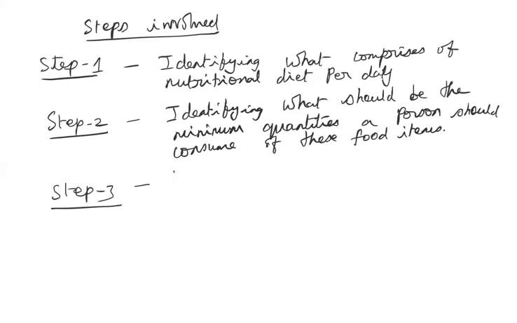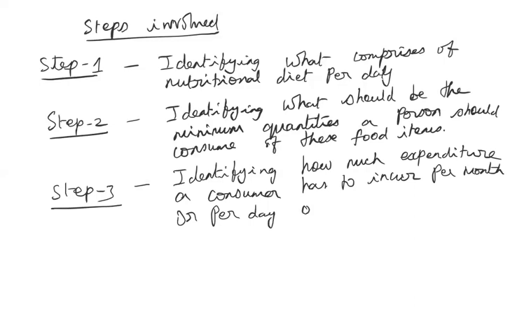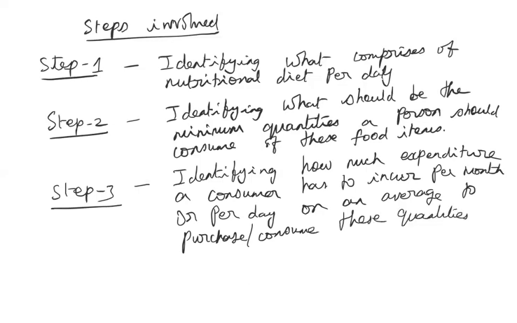So the third one is identifying how much expenditure a consumer has to incur, either per month or per day on an average, to purchase or consume these quantities of food items. Now, based on this only, we are calculating the poverty line.